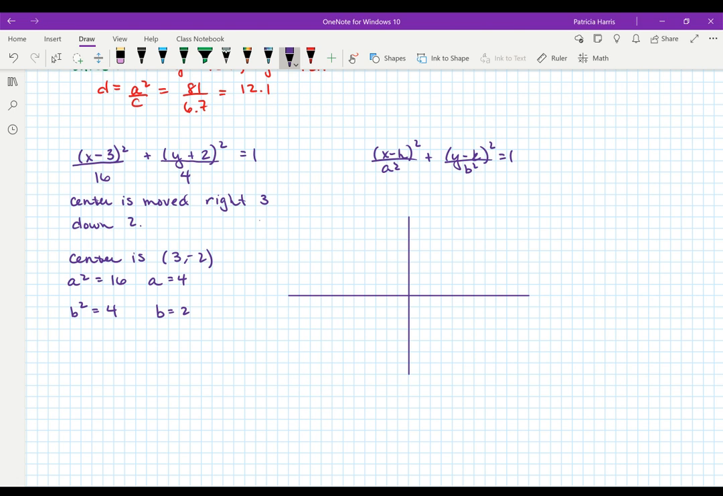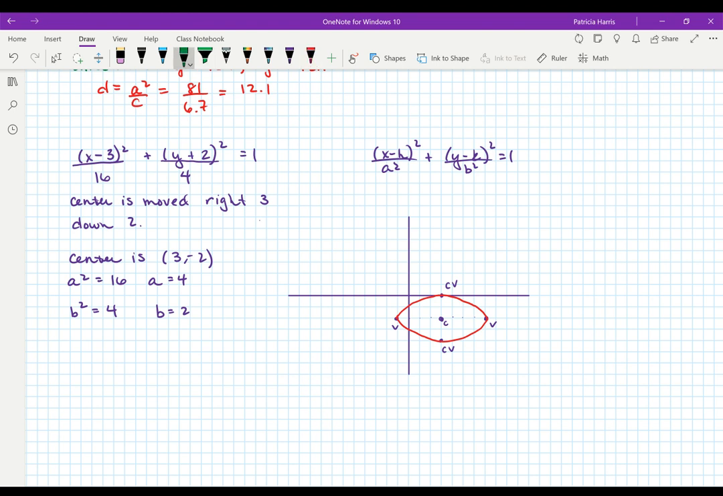Okay. So graph the center, 3, down 2. The little c there. Now we're going to count. Okay. 1, 2, 3, 4. 1, 2, 3, 4. Those are my vertices. And then 2 for the co-vertices. Okay? Draw your ellipse.